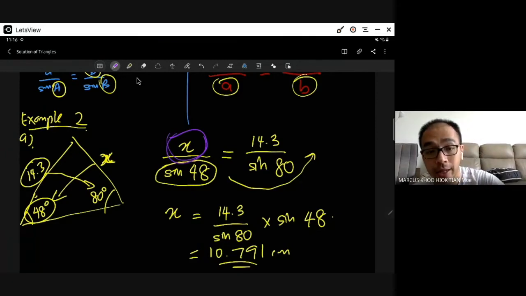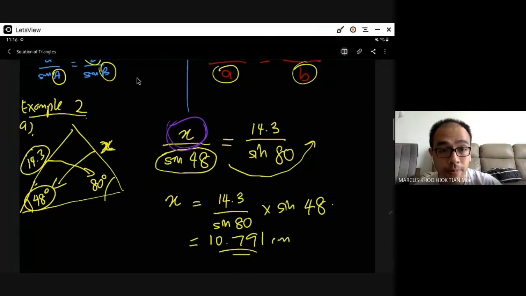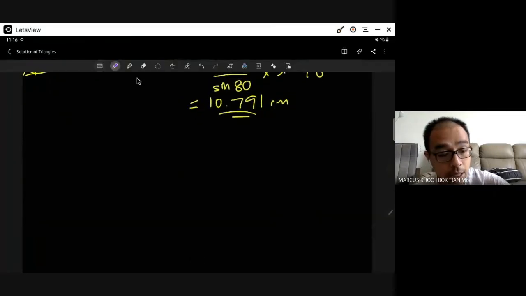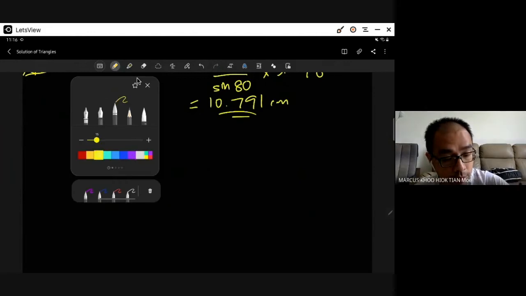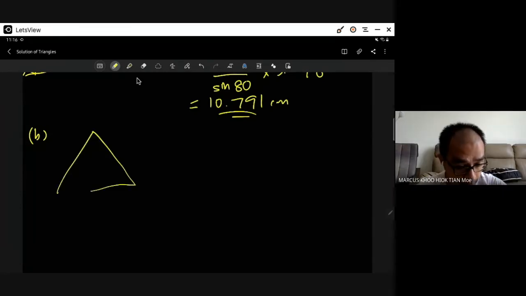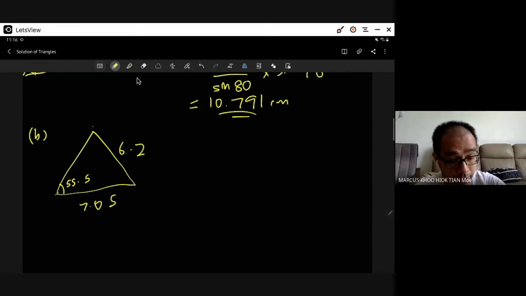If you take a look at example 2, question B, let's take a look at question B. So B is a little bit different. Now they give you this triangle like this. This is 55.5, 7.05, 6.2 over here, and this is the angle of X. So they're asking you to find the angle of X.